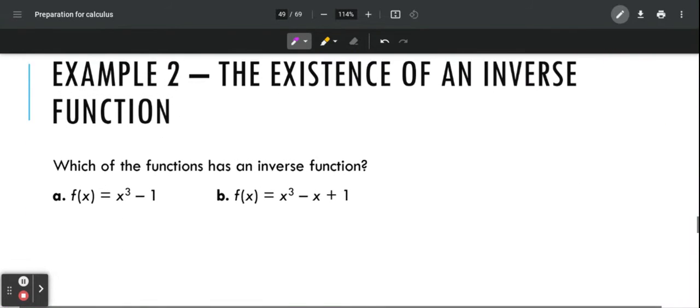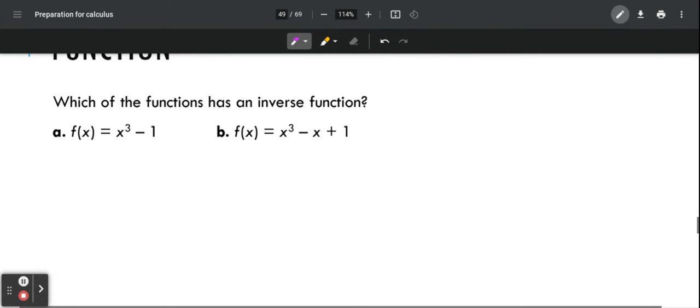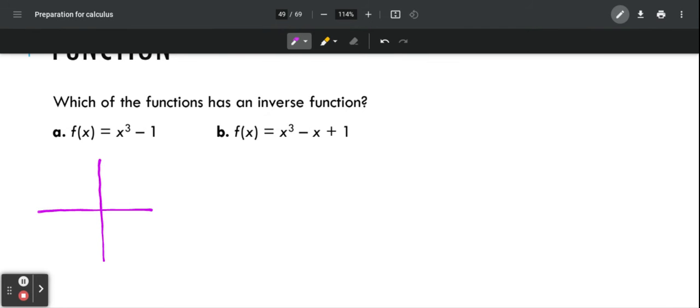So in example 2, which of the following has an inverse function? So what we're going to do is graph these equations. The first one, if you were to graph x cubed minus 1, and you were to just draw a quick sketch of what that graph looks like, it crosses down here at -1, and it looks like this. Not a real steady line.